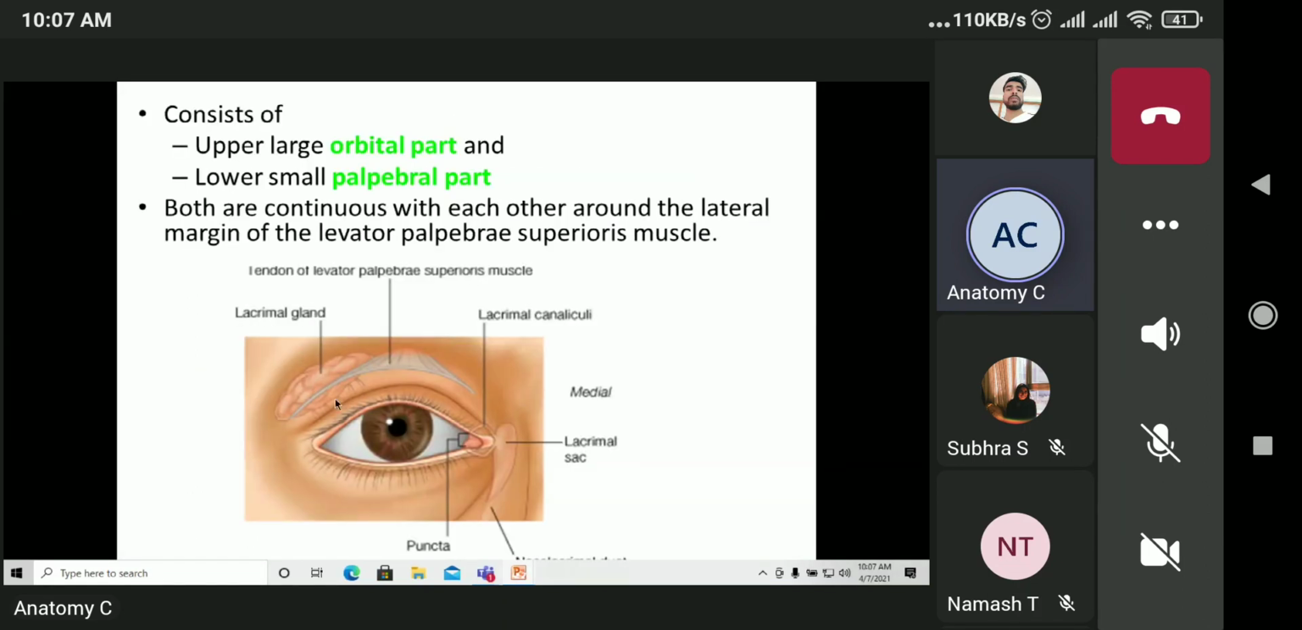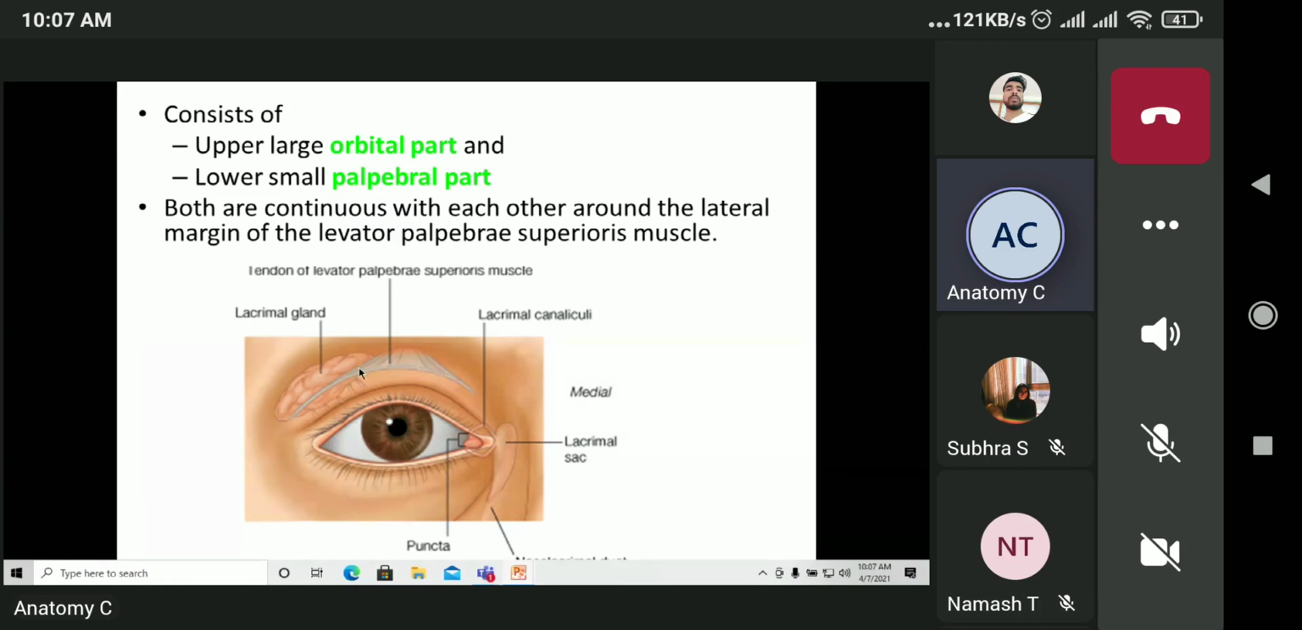So what will happen? The lacrimal gland is present laterally and this secretion will come to the medial side. It goes like this. The lacrimal gland consists of the orbital part and the palpebral part. As a whole this upper large part is the lacrimal gland, and this much is the orbital part and this is the palpebral part.